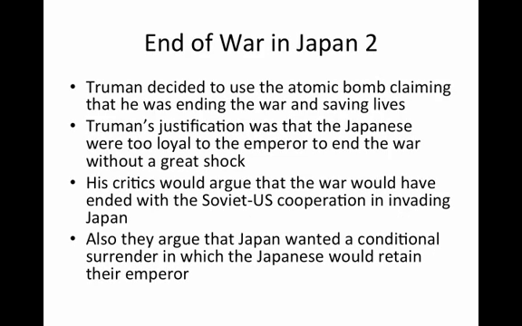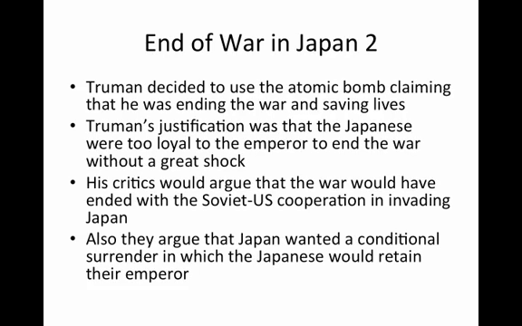Truman decided to use the atomic bomb, claiming that he was ending the war and saving lives. In fact, he claimed that this would save 1 million American lives and even more Japanese lives because we would not have to invade the island. Truman's justification was that the Japanese were simply too loyal to the emperor to end the war without a great shock. His critics would argue that the war would have ended with Soviet-U.S. cooperation in invading Japan. Also, they argued that Japan wanted a conditional surrender in which they would retain their emperor as a symbolic leader.